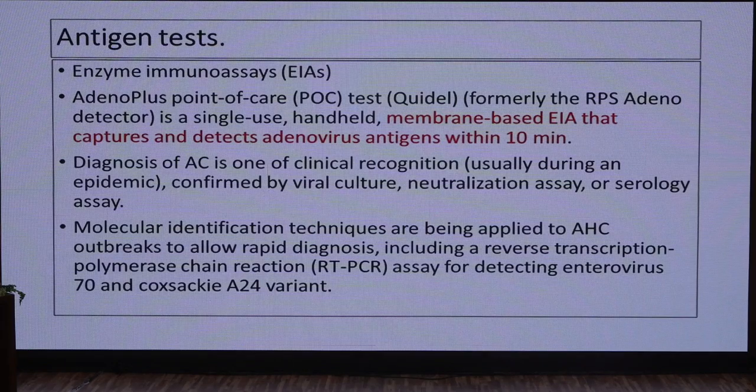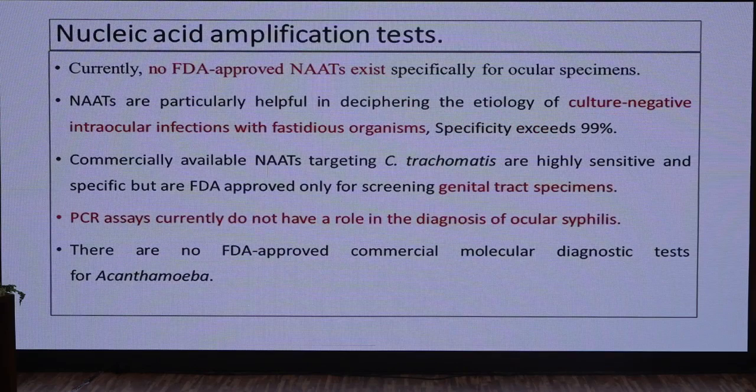Antigen tests include EIA, that is enzyme immunoassays, and recently POCT Bichiral, that is a membrane-based EIA that captures and detects adenovirus within 10 minutes, has been introduced. Now, regarding NATs, this is very important. No FDA-approved NAT exists specifically for ocular specimens, but they are particularly helpful in deciphering the etiology of culture-negative intraocular infection along with fastidious organisms, where their sensitivity and specificity is 99%.